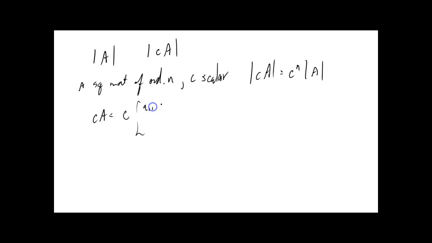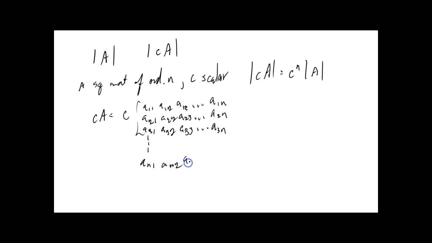Well, if A was A11, A12, A13, all the way up to A1N, A21, A22, A23, up to A2N, A31, A32, A33, up to A3N, and then this on down to A sub N1, A sub N2, A sub N3, down to A N N. If you were to multiply that C by that matrix A, however big or small A was, you're going to multiply every element in that matrix by that scalar C.